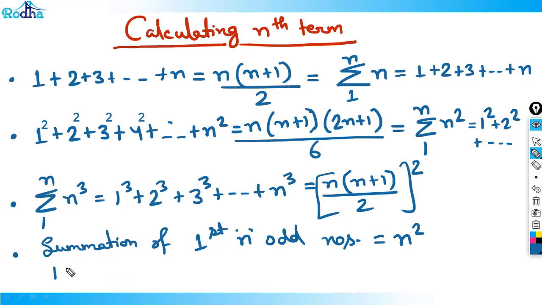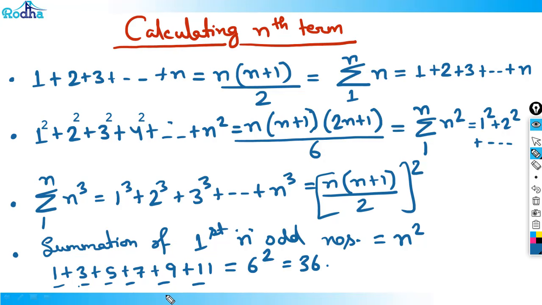For example, if I'm adding 1 plus 3 plus 5 plus 7 plus 9 plus 11, we are adding 6 odd numbers. Its summation should be 6 square. So 6 square is equal to 36. So 36 should be the answer.